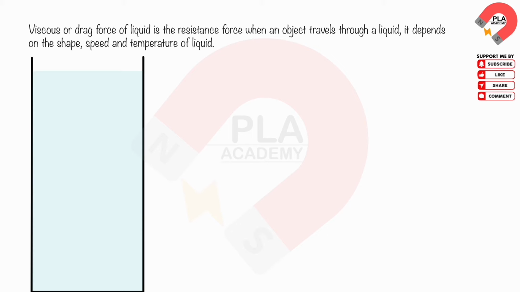Viscous or drag force of a liquid is the resistance force when an object travels through a liquid. It depends on the shape, speed, and temperature of the liquid. A metal sphere, dropped from rest, will reach terminal velocity as it falls through the liquid, as shown.